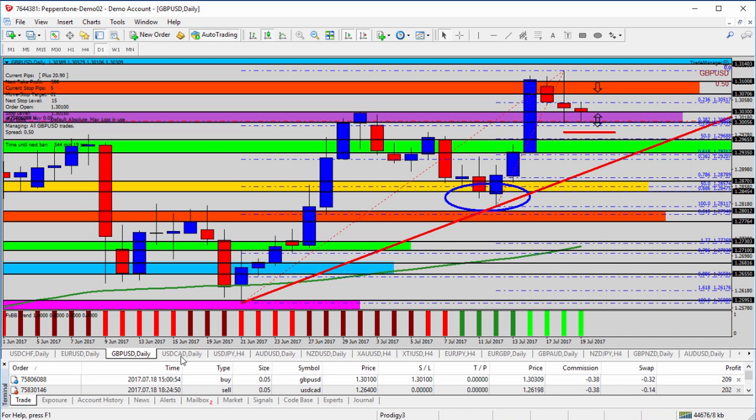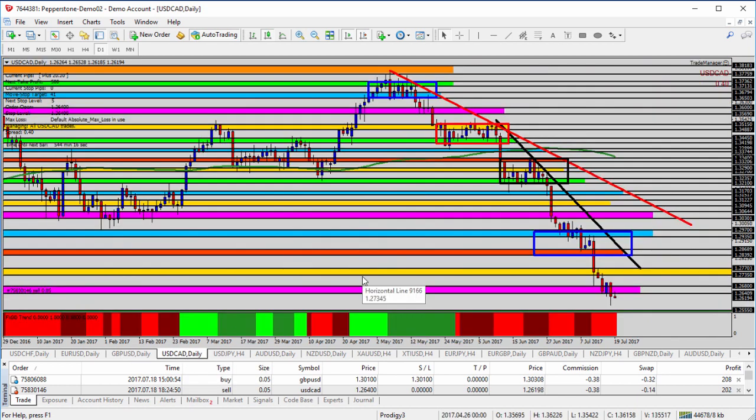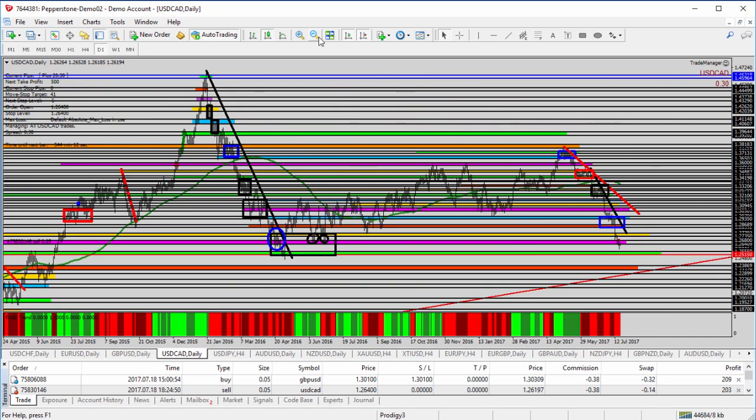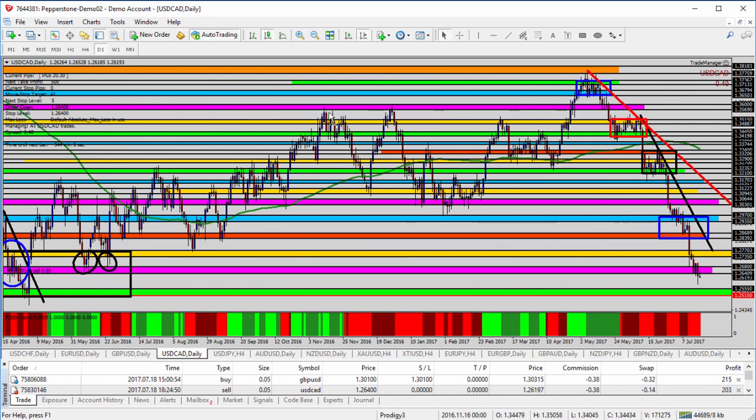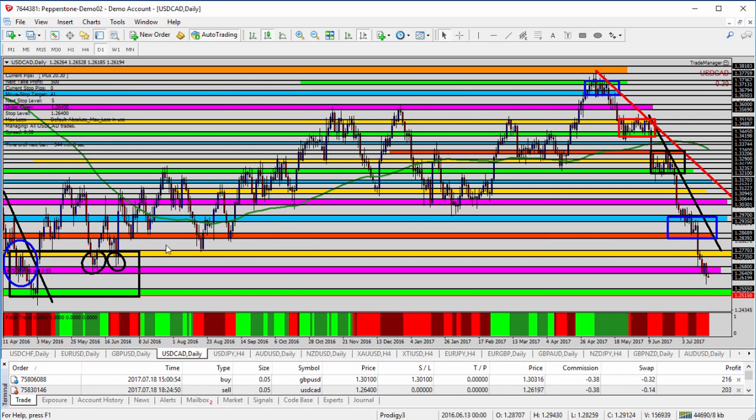Next, moving over to the USDCAD, the dollar Canadian. Of course, clearly it's been in a downtrend. Let's zoom out and then scroll back just a little bit so we can see the left-hand side of the chart where the black circles are. The blue circle is probably most important because we can see a similar area where the market is on the right-hand side of the chart. Look at the blue circle on the left.